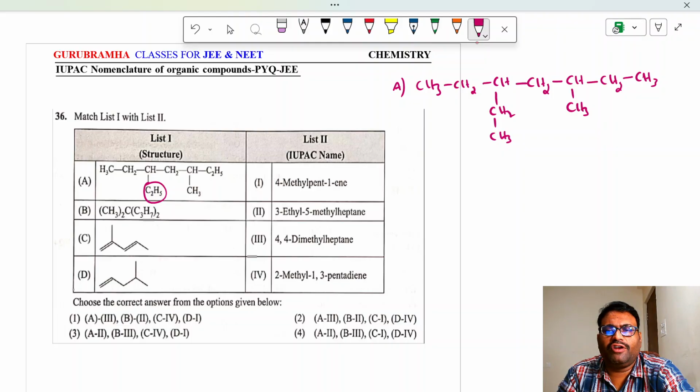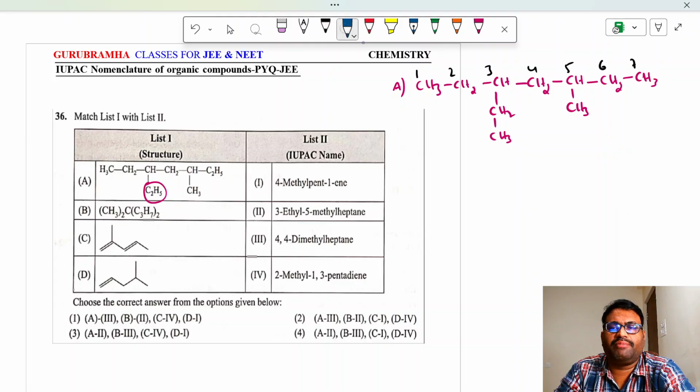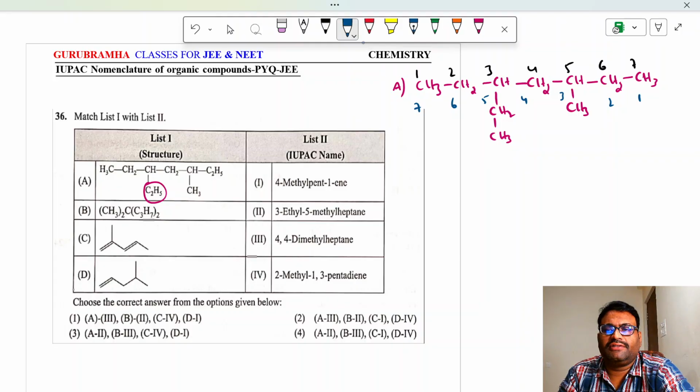Now what do you have to follow? You have to follow alphabetical order. If you want to follow alphabetical order, from where do you write the numbering? You start from here, 1, 2, 3, 4, 5, 6, 7. If you start numbering from right to left, at the third position you have methyl. And when you number from left to right, you find ethyl. So E comes first and M comes later.